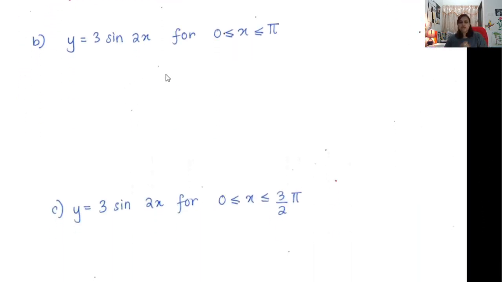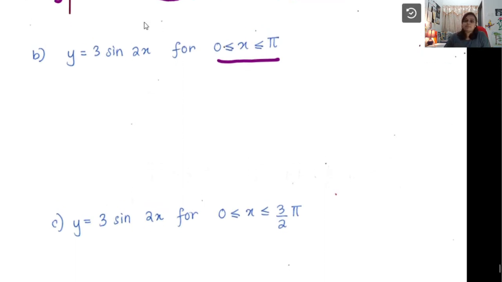Same question, but this time look at your domain. Okay, it's from 0 to pi only. I'm going to follow the same steps. The first step is draw the sine graph, draw the cycle. After the cycle, bye-bye 2 pi. And then the third step, draw the amplitude. Okay, I'm going to draw the x-axis and the y-axis first.